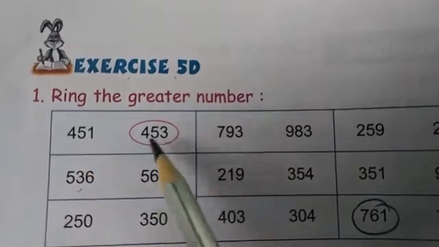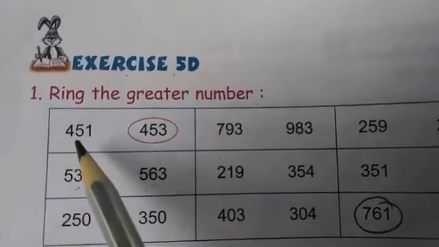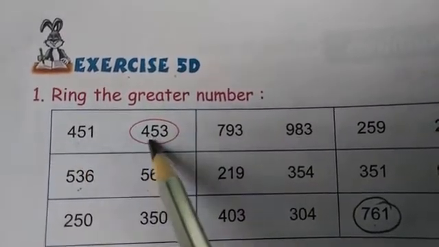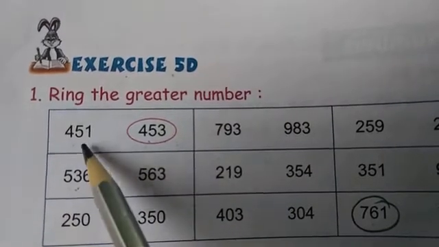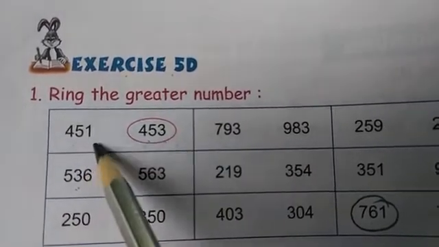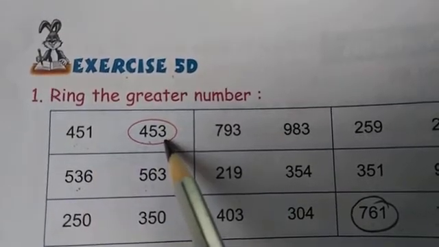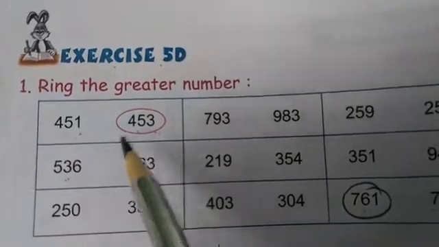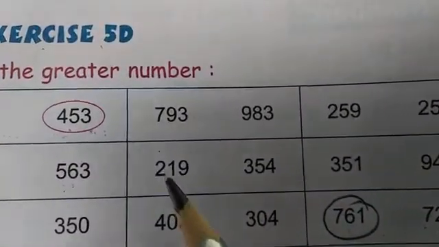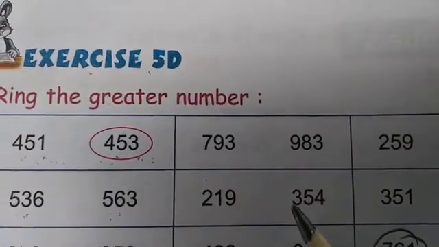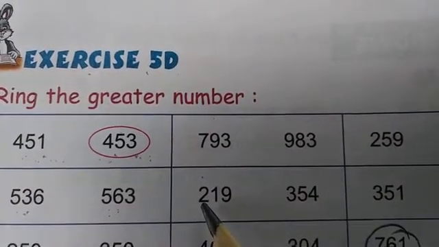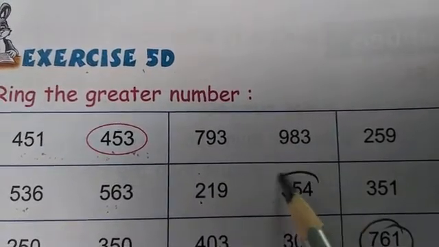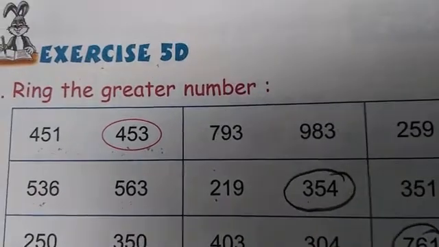As we can see in the example which is already solved, 451 and 453 are the numbers. Here the first numbers are the same, then the second numbers are also the same. So start comparing with the third number. 3 is greater than 1, so 453 is greater than 451. Similarly here 219 and 354. Start comparing with the first number. Here 2 is less than 3 and 3 is greater than 2. So 354 is greater than 219.